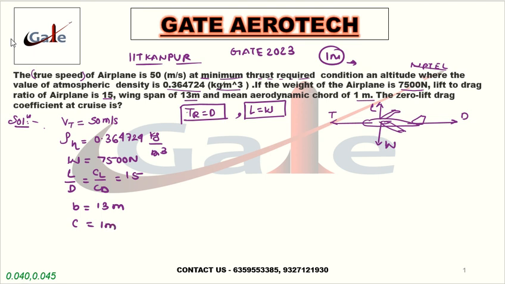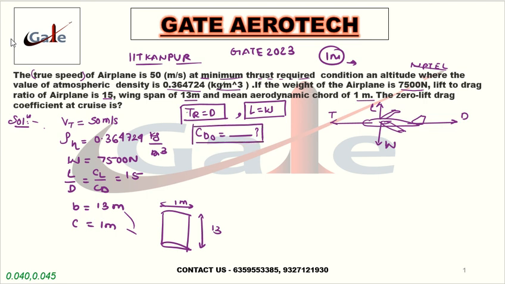And the aerodynamic chord is 1 meter. What does it mean? This is your wing. So b is nothing but your 13 meter and chord is 1 meter. That's what they are saying. They are saying the zero lift drag coefficient at cruise is, right? So they are asking for this. So how can we find this?